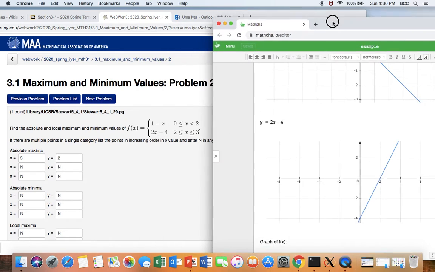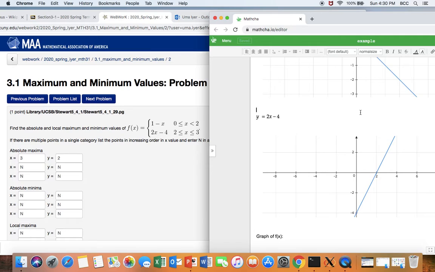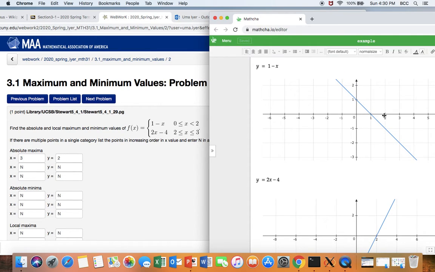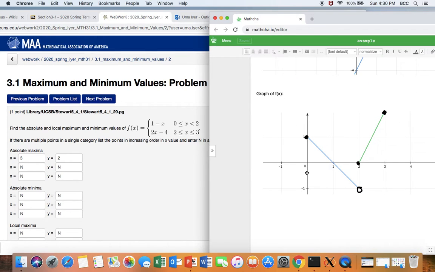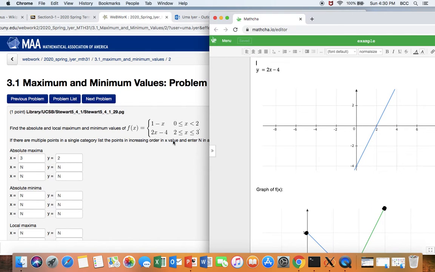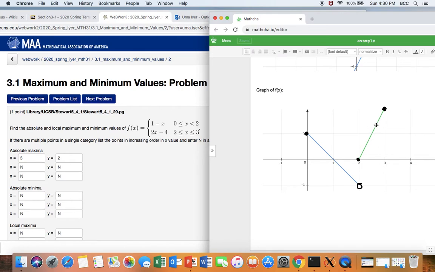Now my graph from x 0 to 2, I need to take this piece. So I'm going to start at 0, 1 and go until 2, negative 1. And from 2 to 3, I'm going to start at 2, 0 until 3, which looks like 2. 2, 0, 3, 2. So this is the graph of f of x. It's cut and paste from the first 2 graphs.